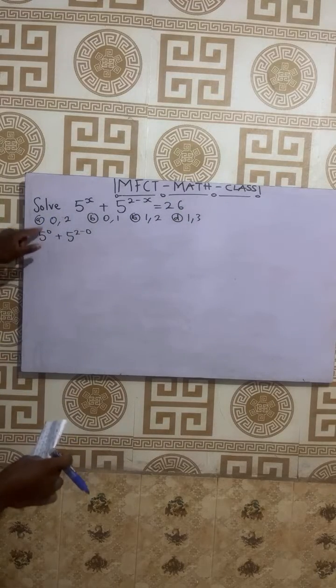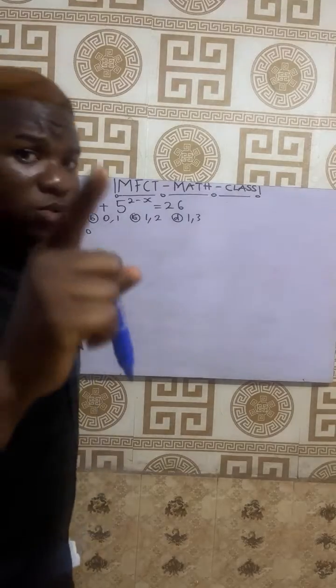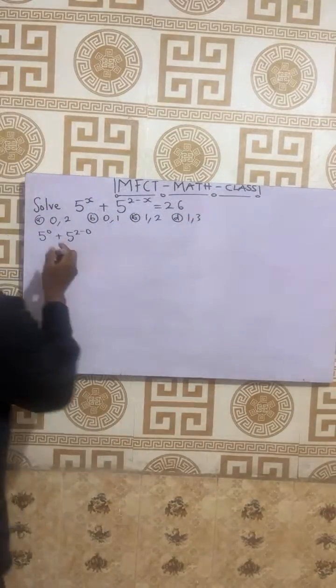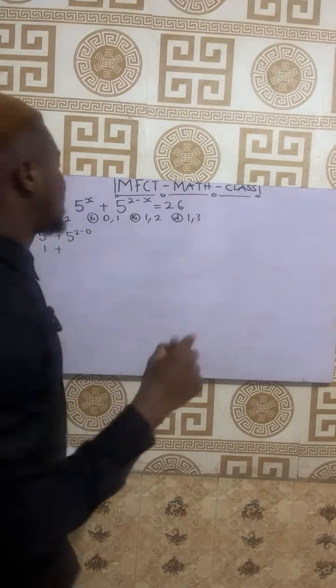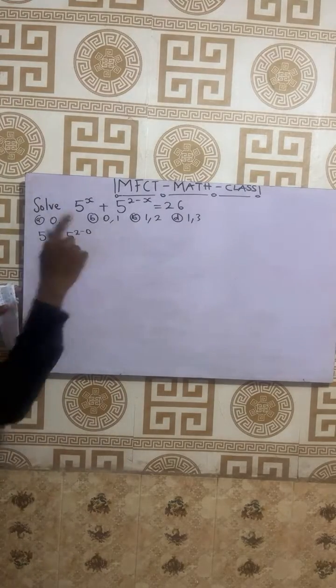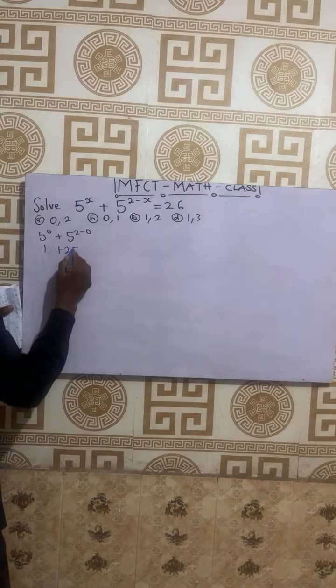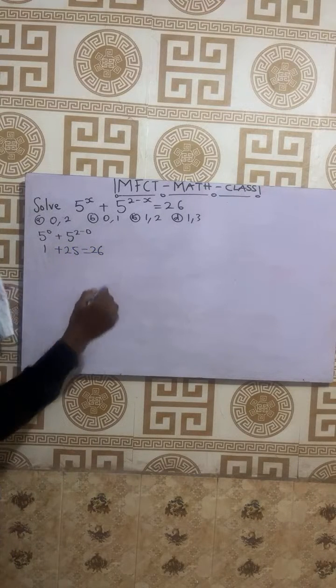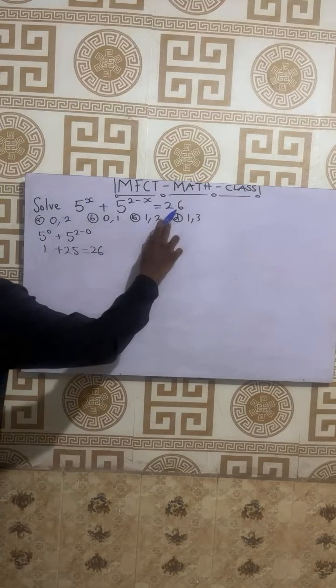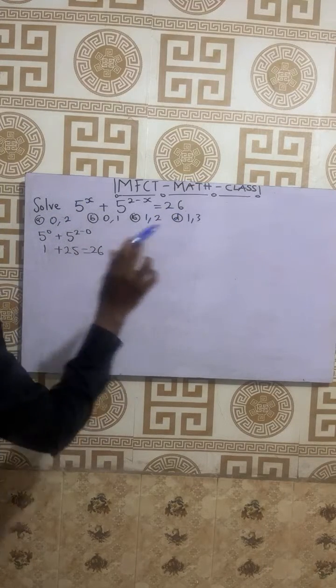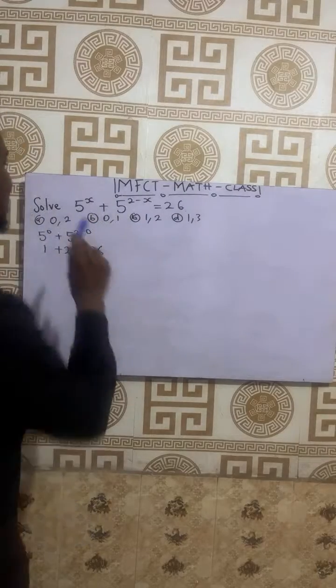What is 5 raised to power 0? Do not forget that anything raised to power 0 is 1. So this would be 1 plus, what is 2 minus 0? That is 2, so that will be 5 squared. What is 5 squared? That is 25. So this gives us 26. This shows that after we substitute x as 0, it gives us the value on the right-hand side. Therefore, in our answer, 0 is there.